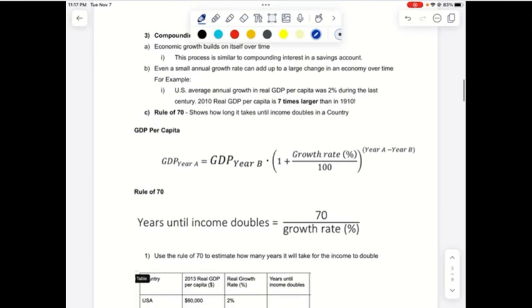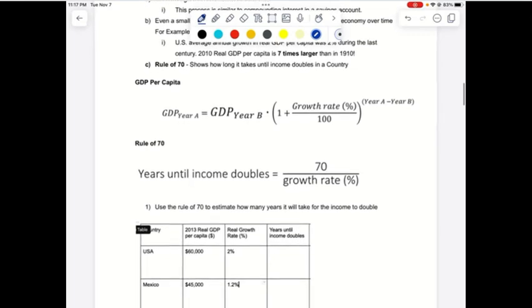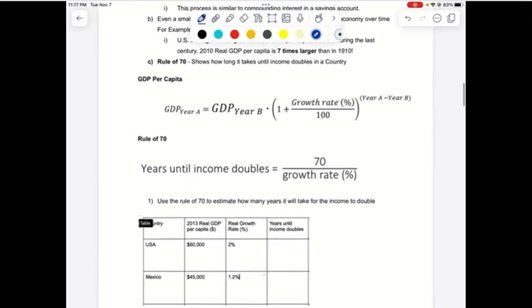So the formula right here is the GDP of year A equals GDP of year B times 1 plus the growth rate over 100. So if the growth rate was 5, it would be 0.05, to the power of year A minus year B. The rule of 70 is really simple. It shows how long it takes for an income to double in a country. So it's 70 divided by the growth rate.